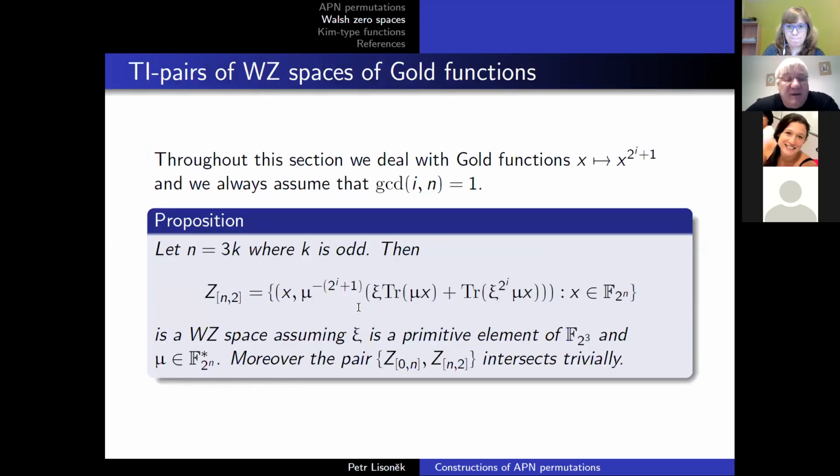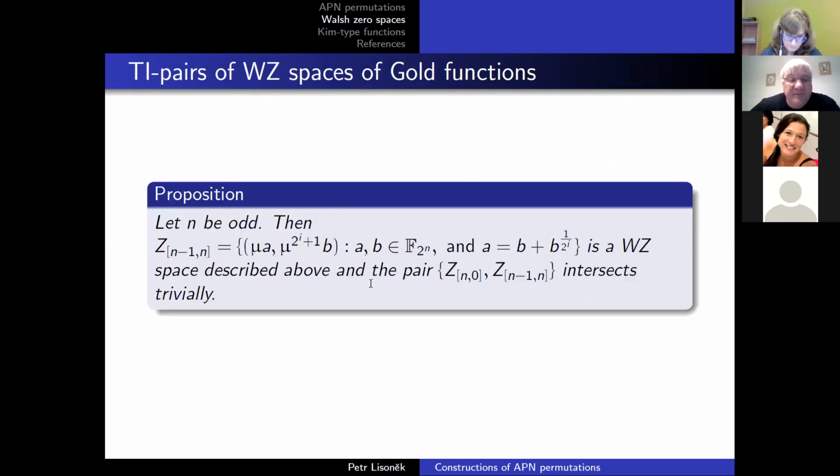I also need, for doing the Dillon type construction, these trivially intersecting pairs. This now becomes quite technical, the formula. I just want to show that we have such results. We have lots of constructions where we have these computer-free constructions of trivially intersecting pairs.